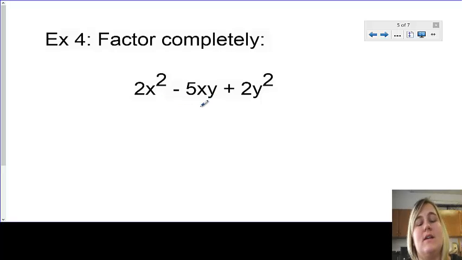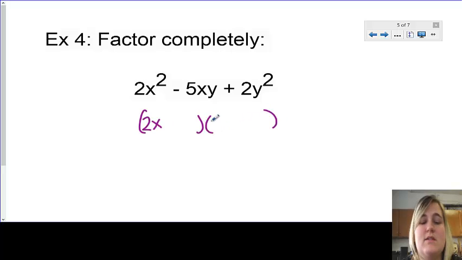Okay, on this one, same thing here. We do have this y squared here, which is going to make things a little bit different, but we're going to start the same way. This 2x squared, there's only one way to split that up, and that's by putting 2x and x. Because I have this y squared here, I know I'm going to have a y at the end of both of those, right? Because when I hit that last one, it's going to have to be y squared when I multiply.